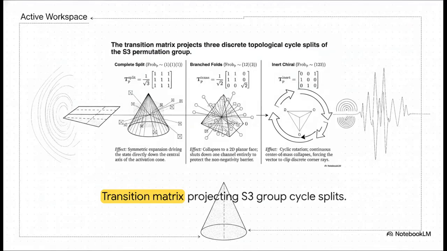All right, moving on to Section 2, algebraic projections. With our core equation established, we really need to understand how the math forces these non-negative boundary alignments. Enter the algebraic transition matrix, TP. What's fascinating here is how TP handles the Galois local representations. It maps 3 discrete topological cycle splits of the S3 permutation group directly onto the geometry of our sparse cone.